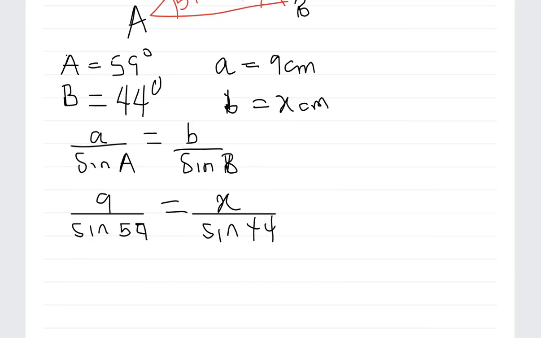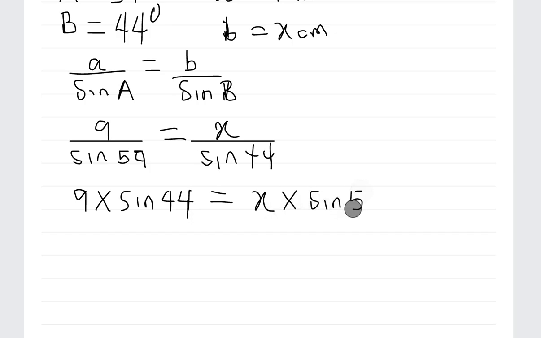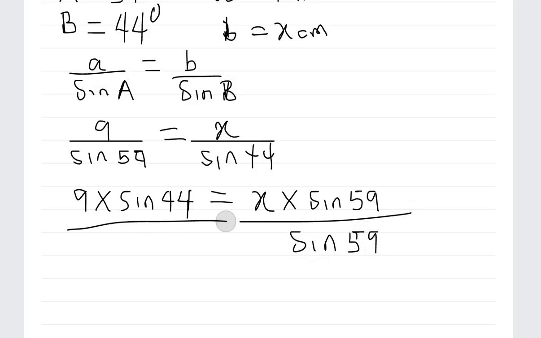So what's the next thing you are going to do? You are going to cross multiply. So if you cross multiply, you will have 9 multiplied by sine 44 equal to x multiplied by sine 59. To make your work easier, just divide both sides by sine 59, so that x will stand alone. Are you seeing that now?